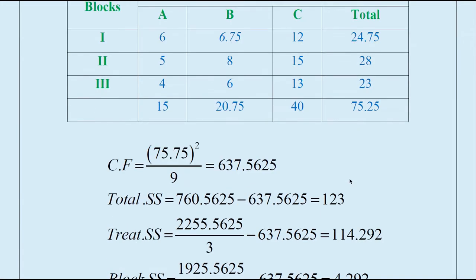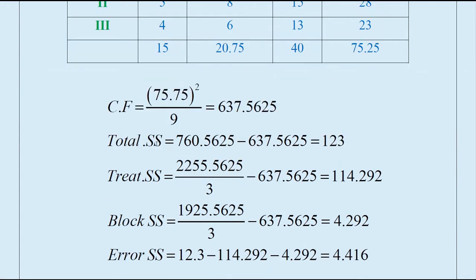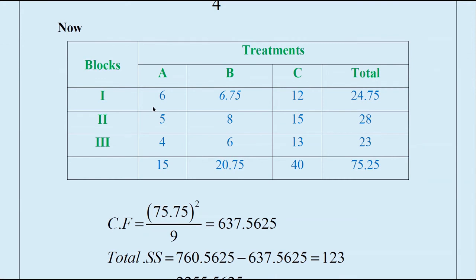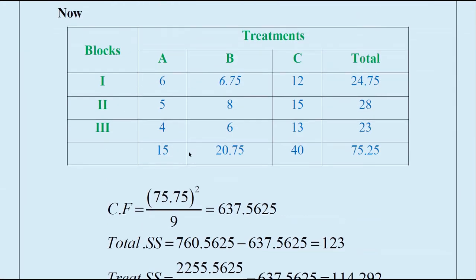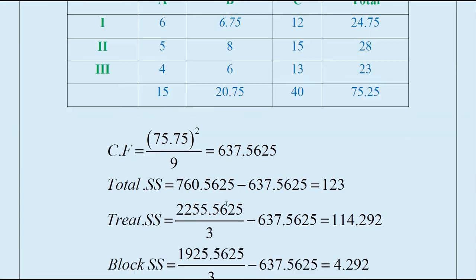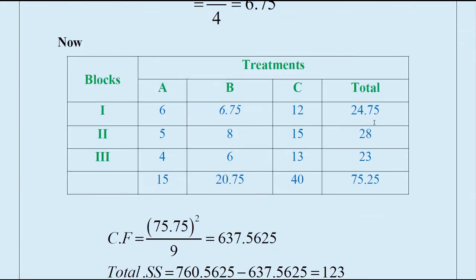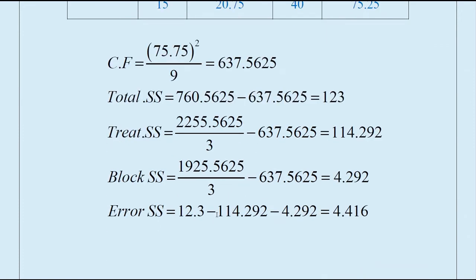First we found the correction factor, grand total square over RK, total sum of square of each observation minus correction factor, treatment sum of square of the treatments, 15 square plus 20.75 square plus 40 square divided by 3 minus correction factor, block sum of square, these are the blocks, 24.75 square plus 28 square plus 23 square divided by the number of treatments, which is 3, minus correction factor. So we got the block sum of square.